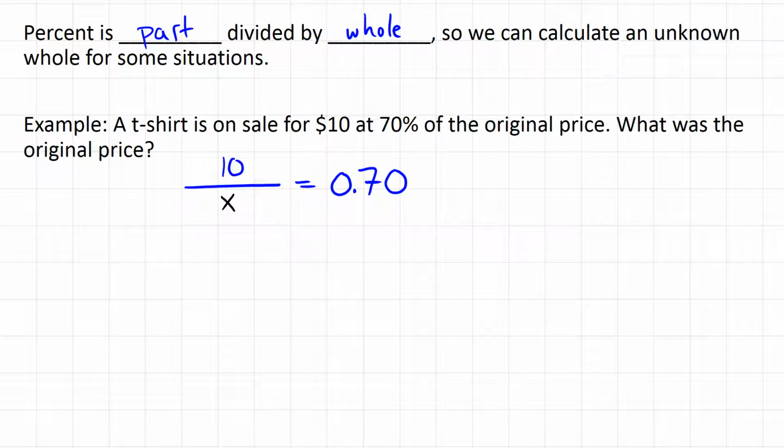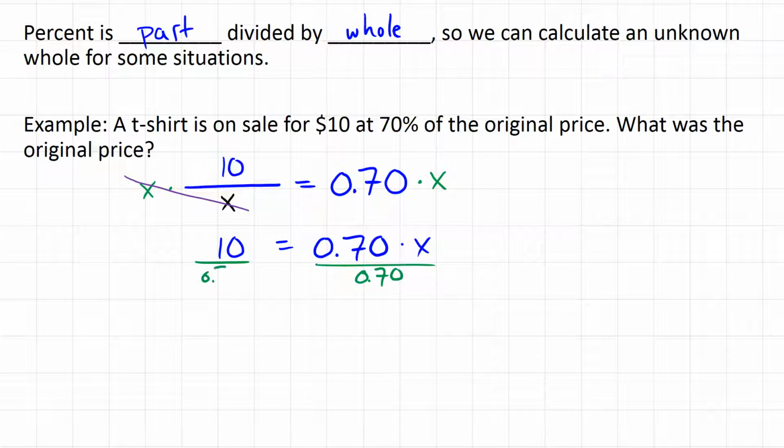This looks a lot like equations we've seen in the past, where the unknown is in the bottom of a fraction. So what we're going to do is multiply each side of the equation by that unknown, which means that it's removed from the left-hand side. So we have 10 equals 0.70 times x. And then we divide each side by 0.70 to remove that decimal away from the x. So now that cancels out on the right-hand side. So x is equal to 10 divided by 0.70.